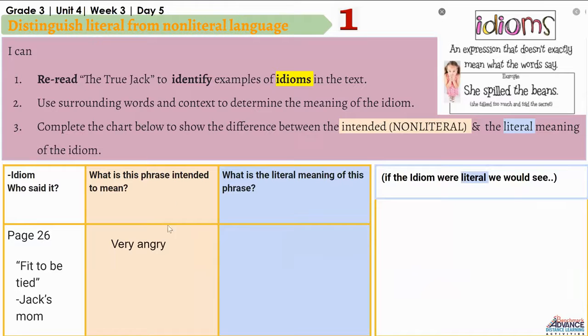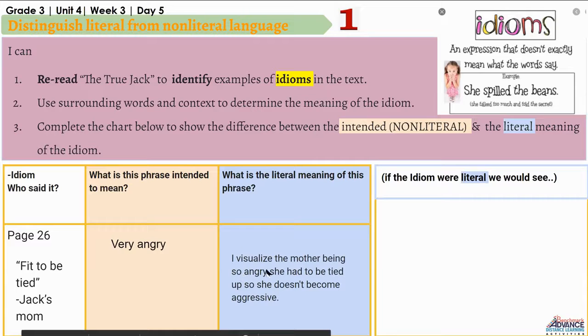Now let's look at the blue blocks. It says, what is the literal meaning of this phrase? So literal, what do we see when she says fit to be tied? I visualize the mother being so angry that she had to be tied up so that she doesn't become aggressive towards Jack. That's how angry she was. And that's how I visualize her saying fit to be tied.